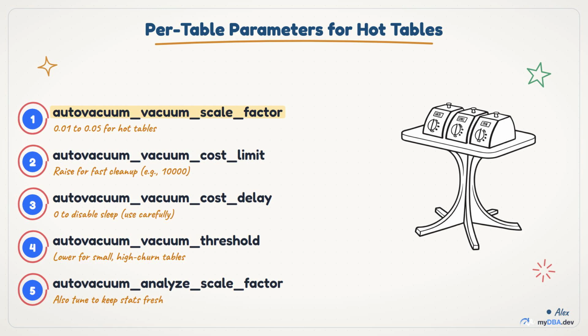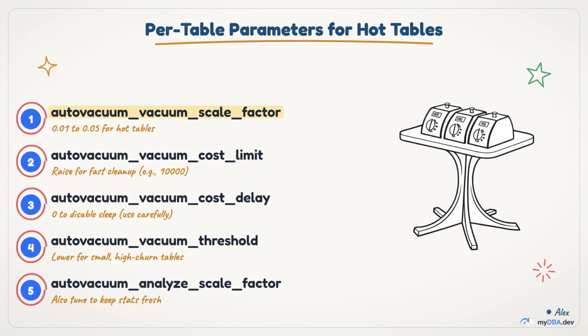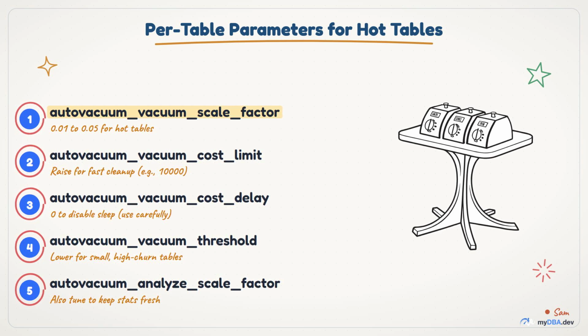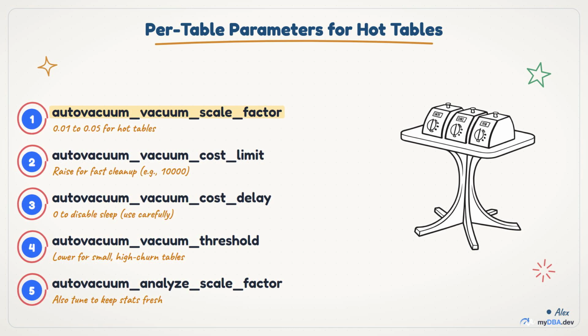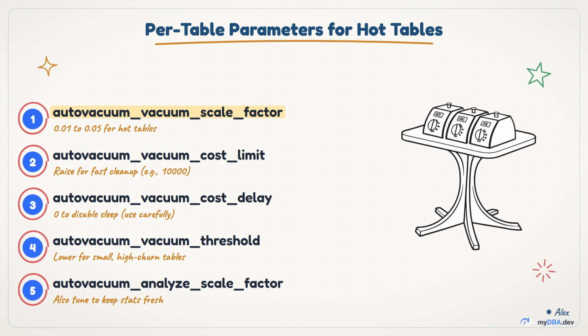And don't forget Autovacuum Analyze Scale Factor. If your table's data distribution changes fast, you want stats refreshed sooner too. So I'm basically telling Autovacuum, run sooner, run harder, just on this table. Exactly. You're giving it a dedicated fast lane. The rest of your tables still use the global defaults, so you're not over-vacuuming everything.